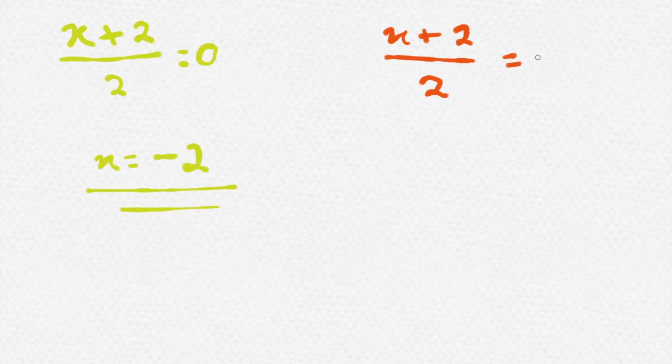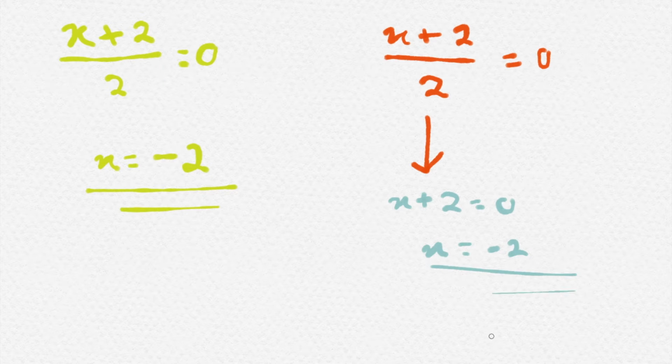(x + 2) over 2 is equal to 0. So, we can bring this down and we can say x + 2 is equal to 0, and minus 2 from both sides, so x is equal to minus 2.